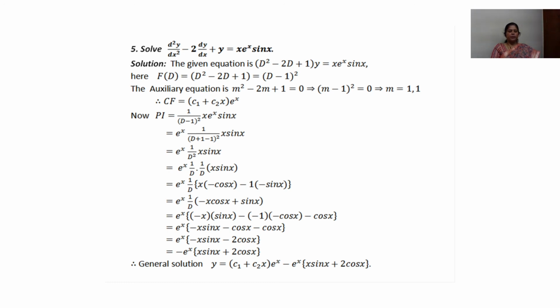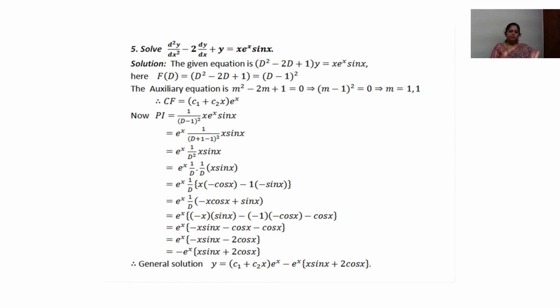So we are going to take 1 by d into 1 by d into x into sin x. That means we have to integrate x sin x 2 times. First time we are going for the integration, so e to the power x into 1 by d is there. For the first time, integration by parts only we have to do here. Using integration by parts on x sin x, we'll get x into minus cos x minus 1 into minus sin x. If you simplify that, we'll get minus x cos x plus sin x.